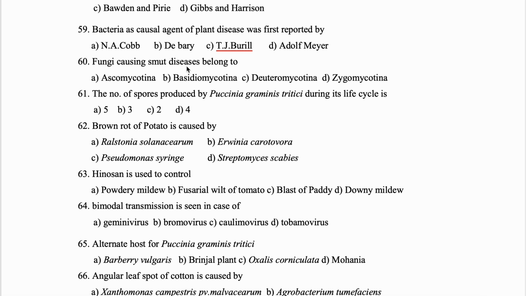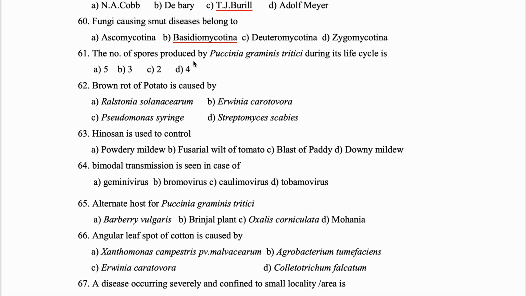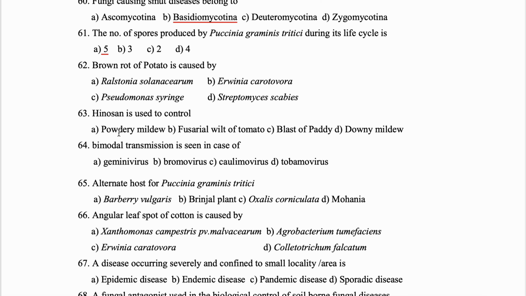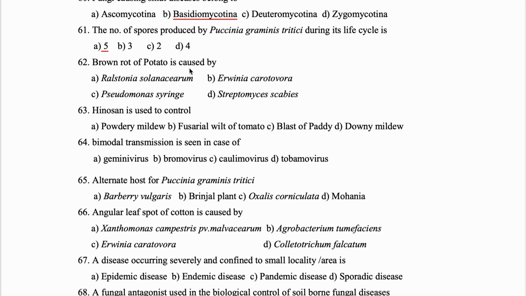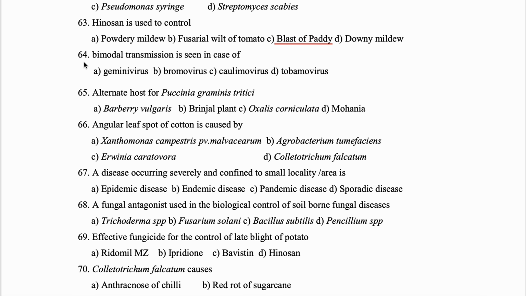Question number 60. Fungi causing smut disease belong to Basidiomycotina. The number of spores produced by Puccinia graminis tritici during its life cycle is 5. Brown rot of potato is caused by Ralstonia solanacearum. Question 63. Hinosan is used to control, again, blast of paddy.